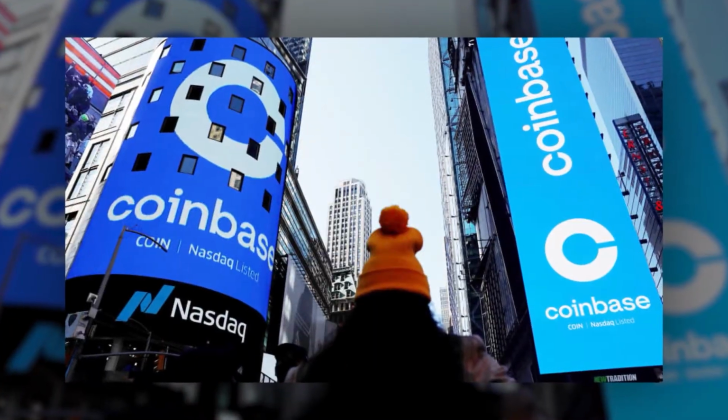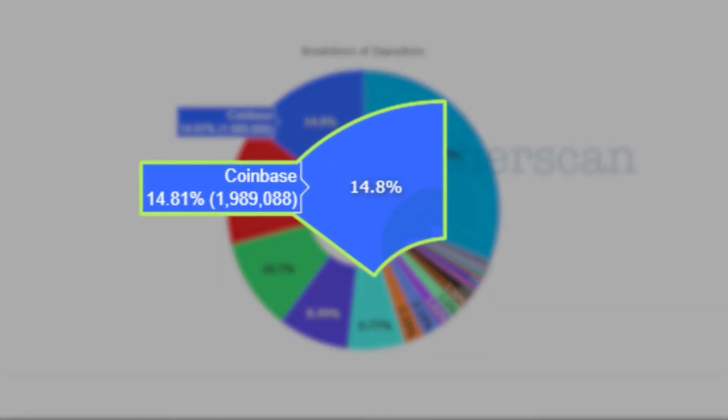One of them is Coinbase, the second largest staker for Ethereum 2.0. With 15% of the market share, they have a massive control over the network, and monopoly power is never good for any market. Another concern is the way the new Ethereum merge is set up.